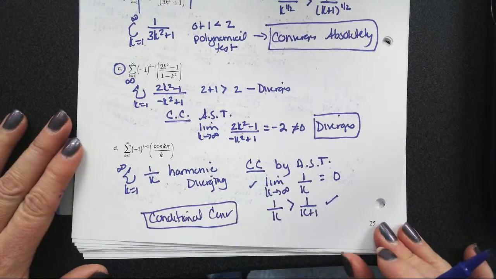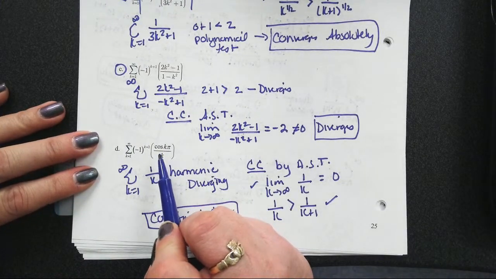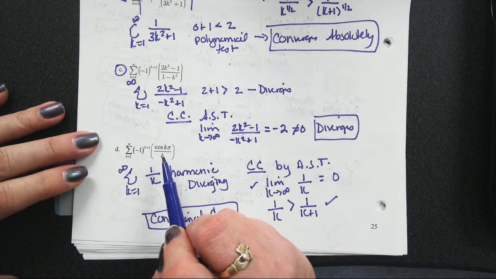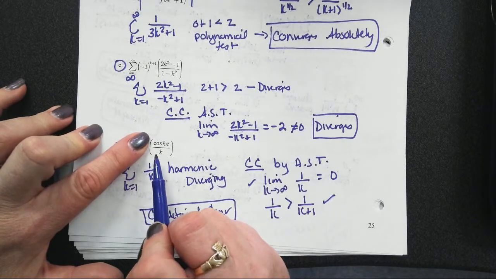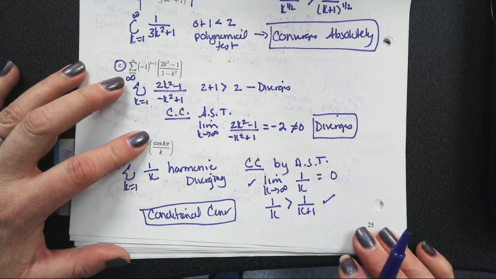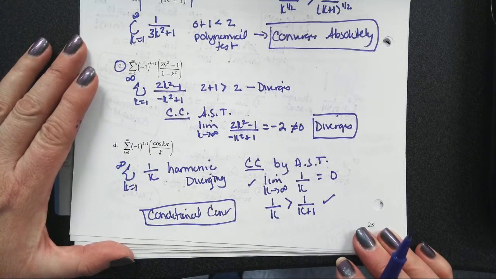Remember, ladies and gentlemen, when you are looking at a series and you've got cosines and sines in them, that could be an alternator. All right, so make sure, even if you don't see the negative 1 to the k plus 1, if you just see this cosine k pi, be on the lookout. That could very well be an alternating series there. All right, any questions on D?